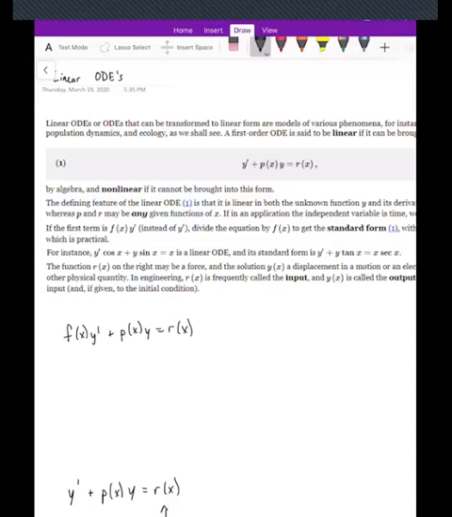So today we're going to talk about linear ODEs. This is a topic that we've really already done quite a bit with, but we're going to sort of formalize a couple things with it. So first thing we need to talk about is what makes an ODE linear.